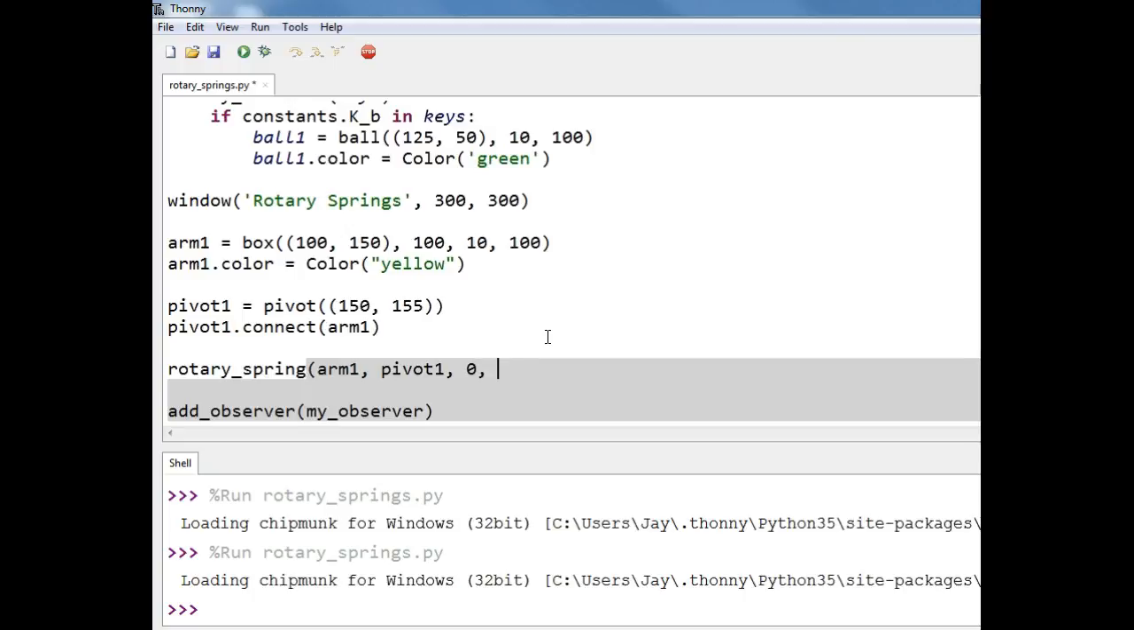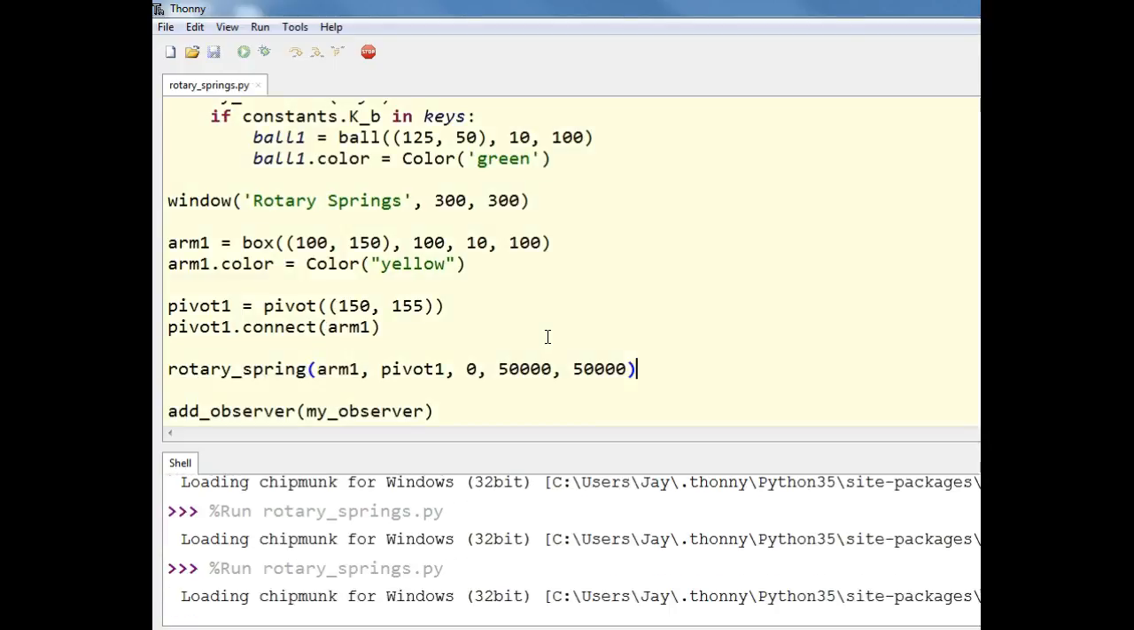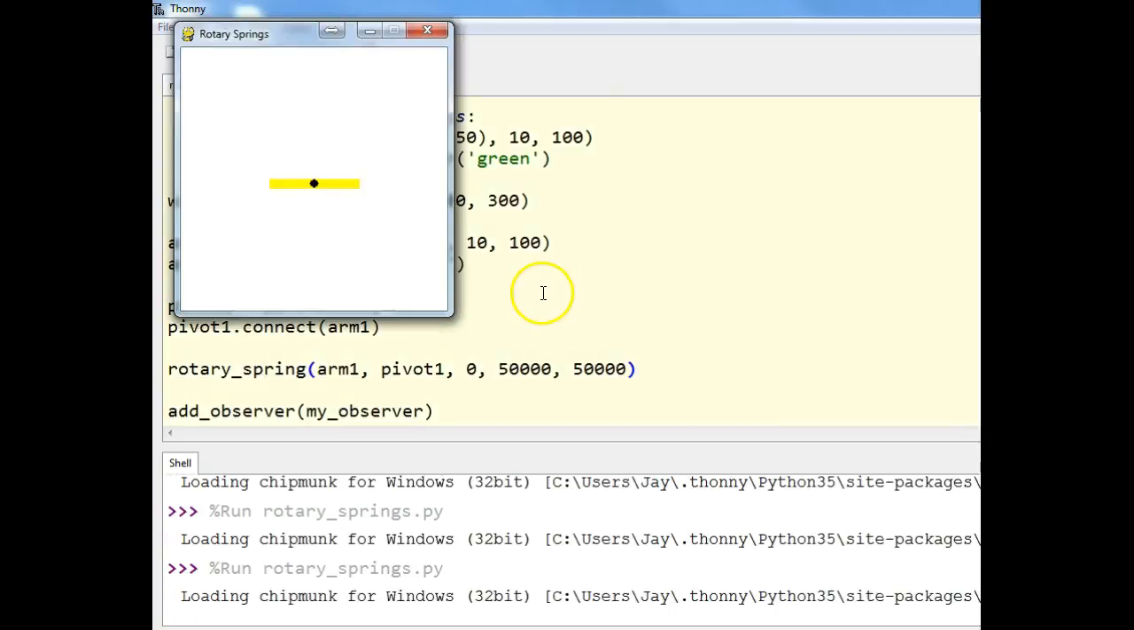Then, similar to the regular springs, I give it a stiffness and a damping. So I'm going to give it pretty high values for both of those. And then I'm going to run it. Now when I hit the ball down, notice how it rotated in the direction pushed by the ball, but then it got pulled back. That pulling back is the rotary spring trying to pull it back to 0 degrees. And it eventually gets there.